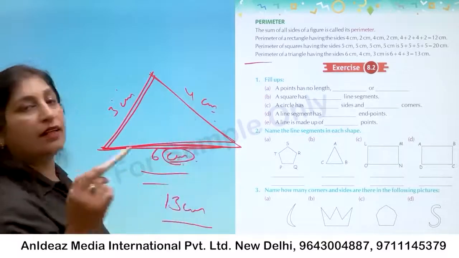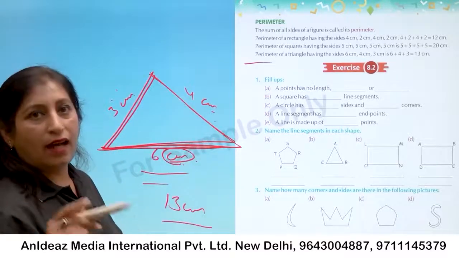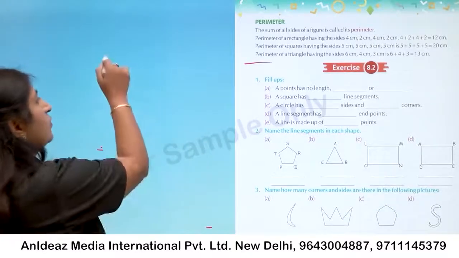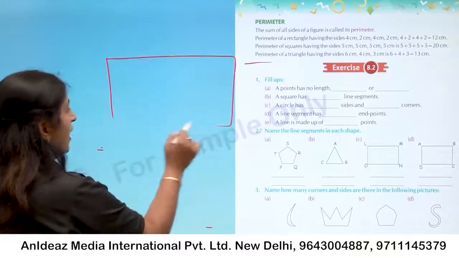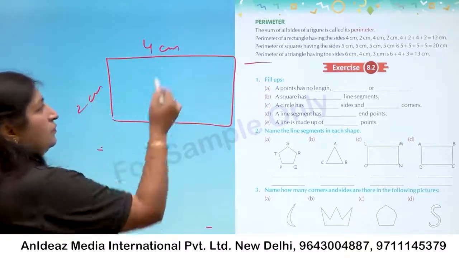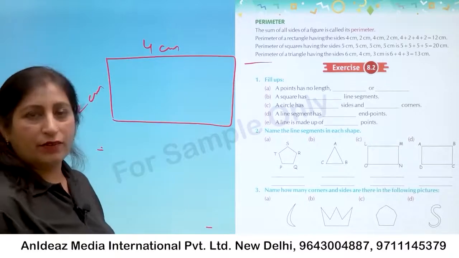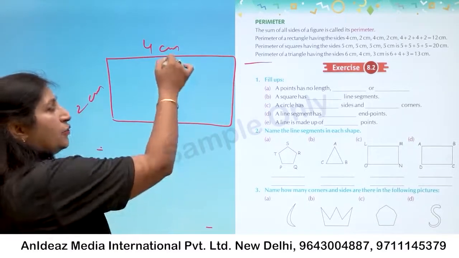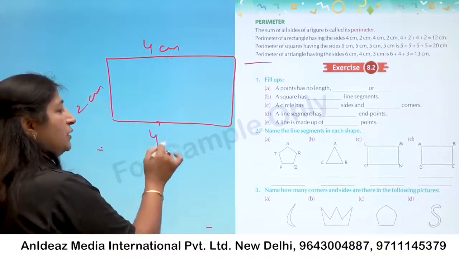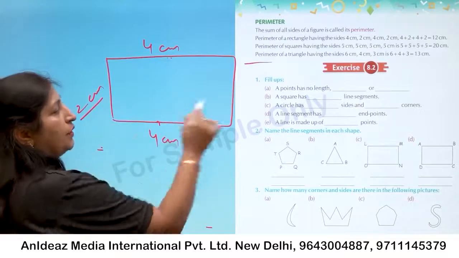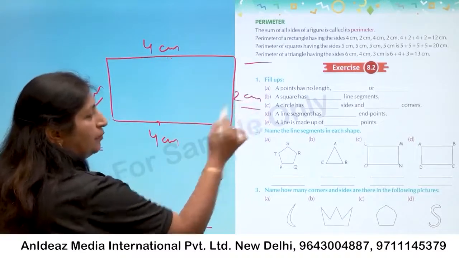Suppose you have a rectangle whose sides are 4 and 2 centimeter, and you know that in a rectangle opposite sides are equal. Suppose this is a rectangle having sides 4 centimeter and 2 centimeter. As you know that opposite sides of a rectangle are equal, the above line is 4 centimeter, so the bottom line would also be 4 centimeter. The left hand side line is 2 centimeter, so this would also be 2 centimeter in length.